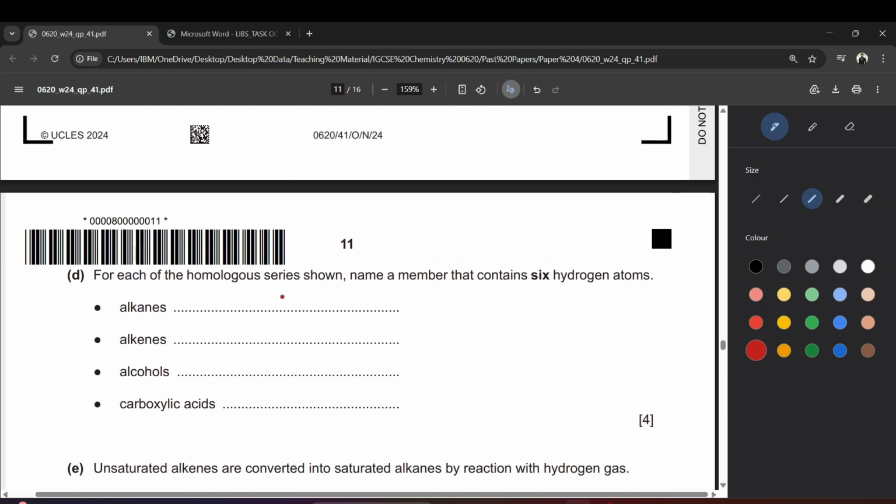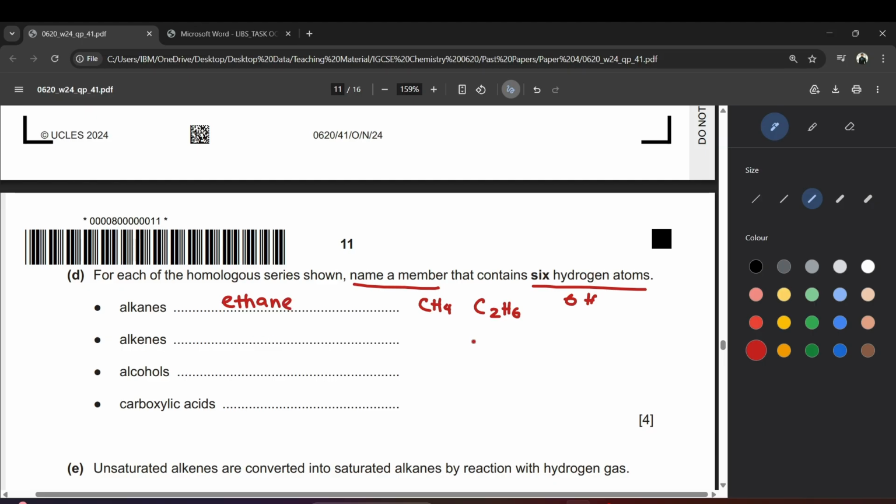Now it says for each of the homologous series shown, name a member that contains 6 hydrogen atoms. So each of them should have 6 hydrogen atoms. So we need to give an example of an alkane. The first one that we have is methane, that is CH4. The second one is ethane, so it has 6 hydrogen atoms. So therefore we can write the name ethane.